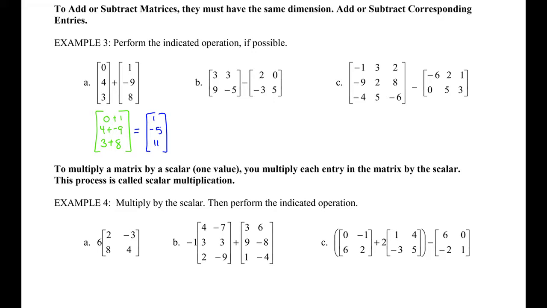For B, I'm going to do the same thing. I'm going to combine entries in the same spot on their matrix. So I have 3 minus 2, so notice that we are subtracting this time. The top right corner is going to be 3 minus 0. Bottom left is going to be 9 minus negative 3. And bottom right, negative 5 minus 5. So if I simplify this, combine those terms, I get 1, 3, 12, and negative 10.